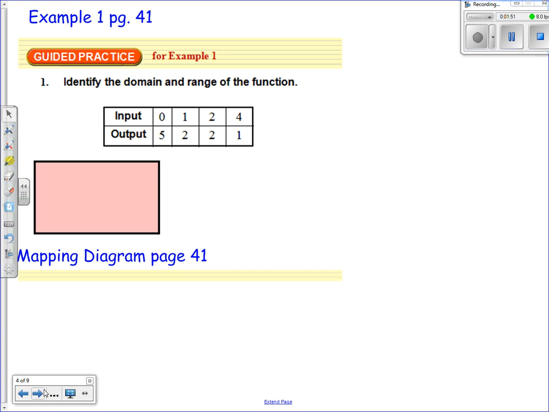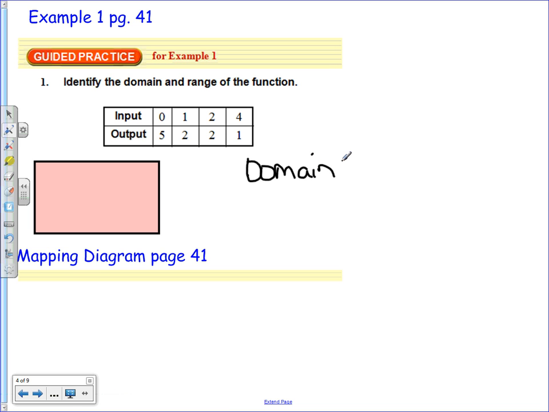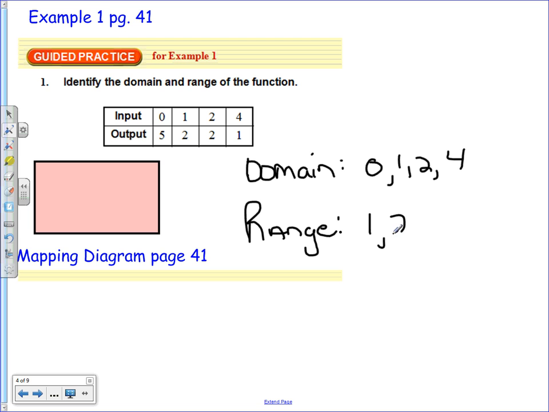This example goes along with example 1 in your book on page 41. It says identify the domain and range of the function. So again, our domain is our X value. So our domain in this case would be 0, 1, 2, and 4. Our range is our output or our Y value. So our range, and we always write it in order, and we don't have to list if it repeats, is 1, 2, and 5.